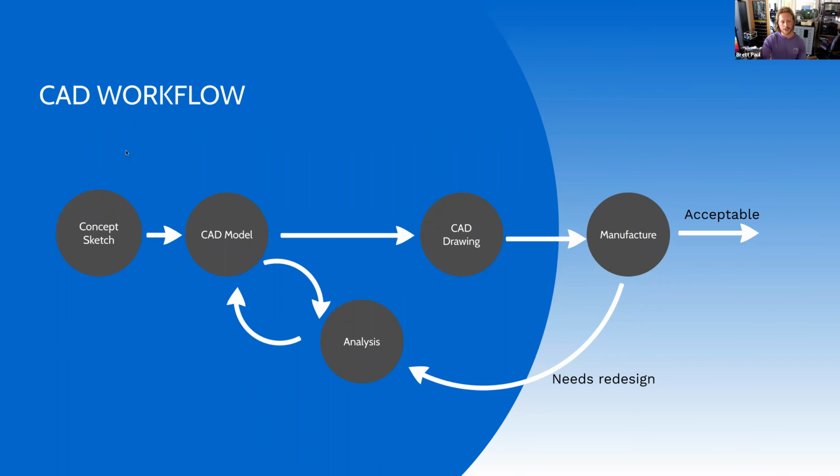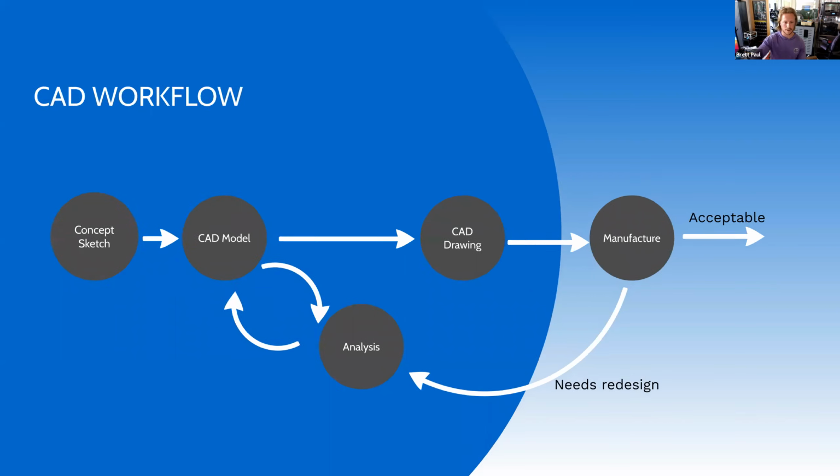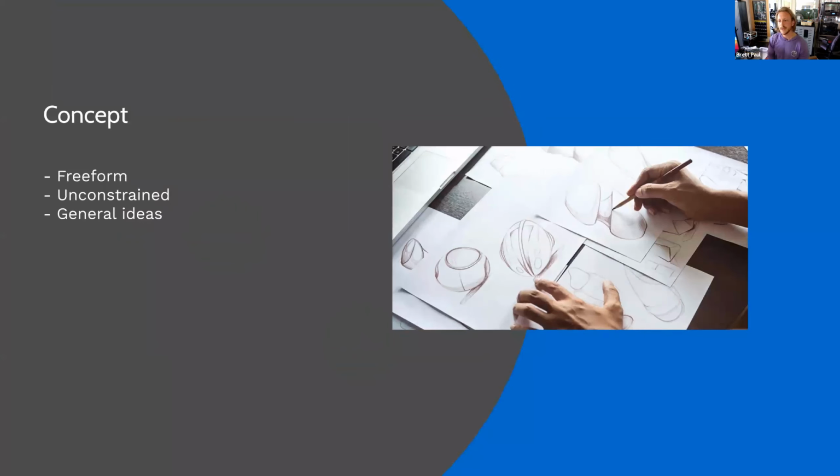If we look closer at concept, this is free form. It's unconstrained, and it's just a general idea. Unconstrained means that you haven't necessarily put dimensions to it yet. You haven't put measured angles. So the concept at this point, or the design, is pretty flexible. You can shift it to accommodate maybe its end function or something like that.